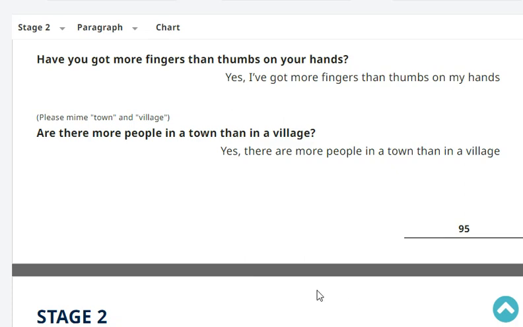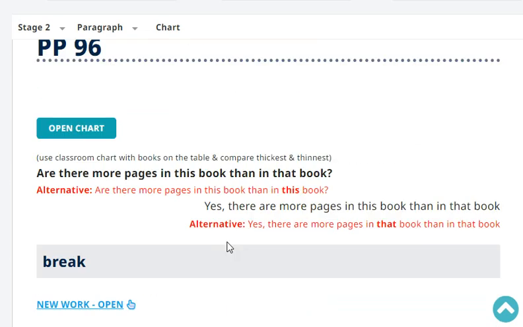Okay, let's continue. Are there more people in a town than in a village? Yes, there are more people in a town than in the village. Very good.